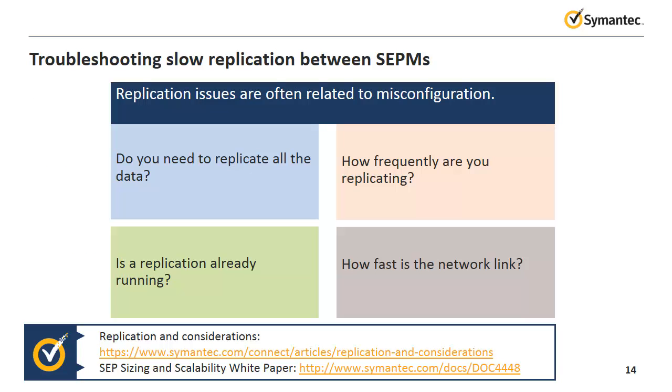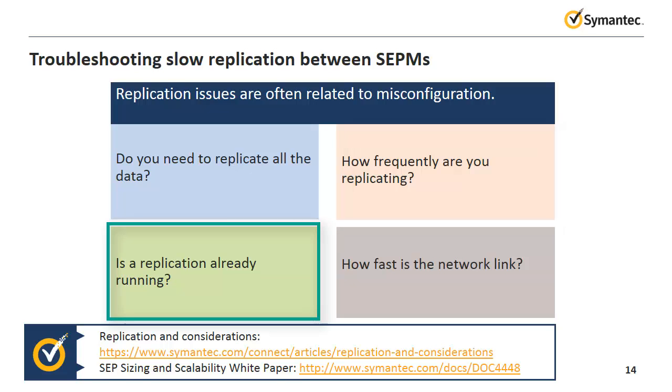Slowness can be related to misconfigured replication. If you experience slow replication, consider whether you need to replicate all the data. Is content, client packages, and logs replicating, or just groups and policies? How frequently are you replicating? As in any replication environment, you want to set the interval so that overlapping replications are avoided.